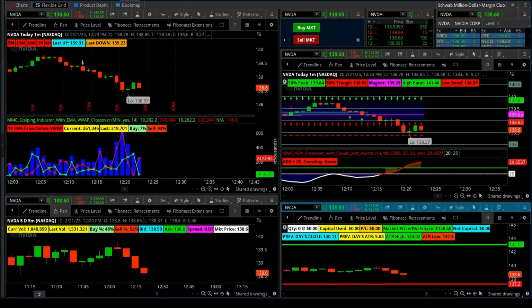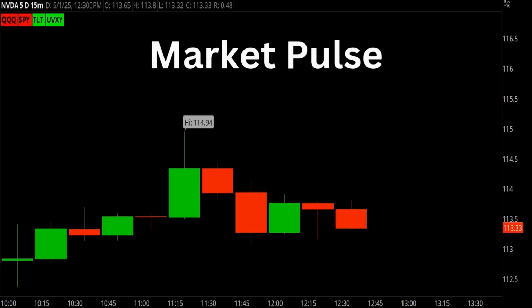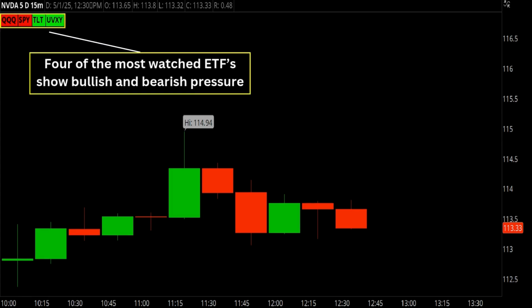The Market Pulse is your real-time electrocardiogram for the markets. This powerful tool constantly reads the heartbeat of 4 major ETFs, giving you an instant sense of where momentum lives. In the upper left corner, 4 color-coded labels track QQQ, SPY, TLT and UVXY, 4 of the most watched ETFs that show bullish and bearish pressure across equities, bonds and volatility.